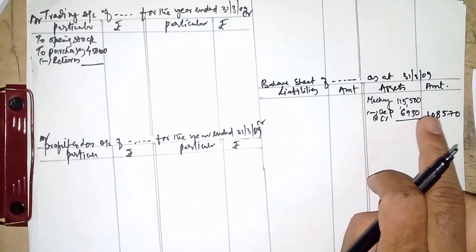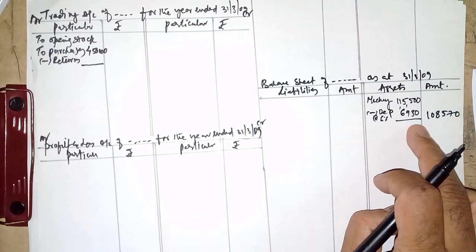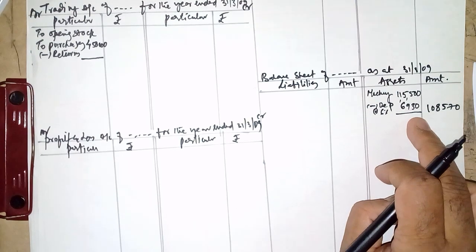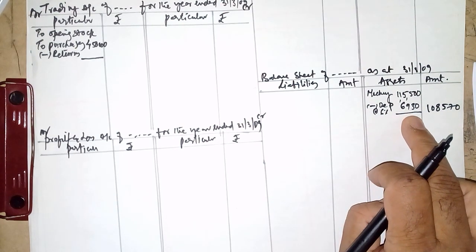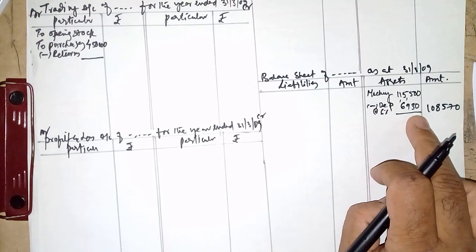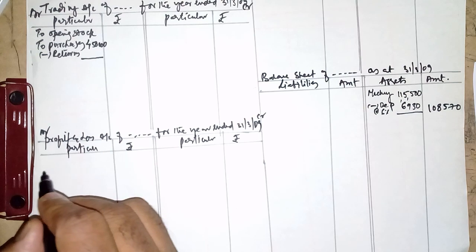And what to do with this 6,930? So it is an adjustment item. On this, no double entry is completed. So now we need to complete the double entry. How to complete the double entry? One impact of depreciation is to be deducted from the machinery, and the second impact, it should be shown on the debit side of the P&L account.